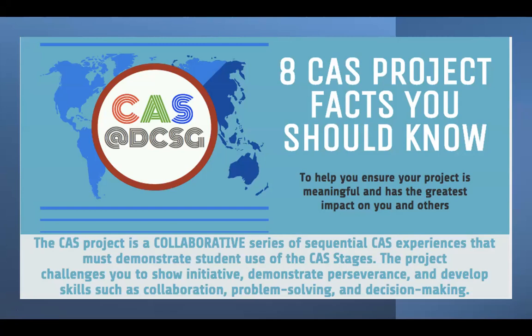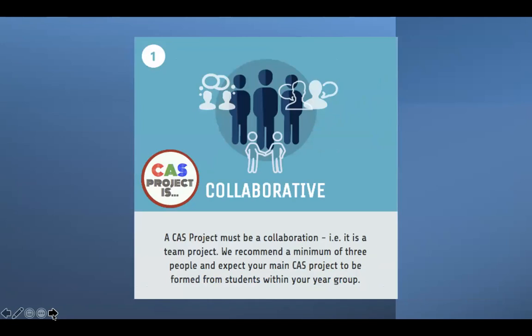And it should have quite a wide-ranging impact on something, either within the school community or the local community, that shows many of the learning objectives. So it has to be collaborative, and that's the first thing you need to know about your CAS project. There should be at least 3 of you. Between 3 and 5 seem to be the most functional CAS project groups.